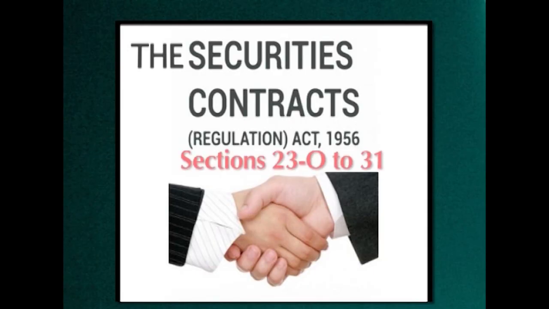The students are also advised to refer to the provisions under sections 23O to 31 on power to grant immunity, offences by companies, the power to make rules and regulations by the central government and SEBI.